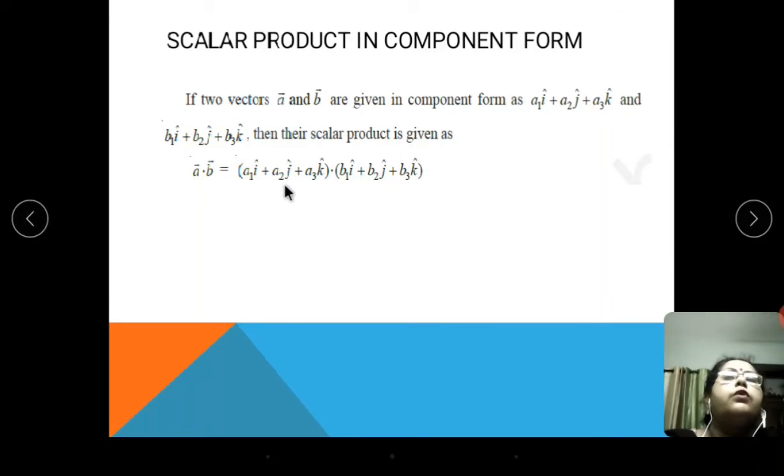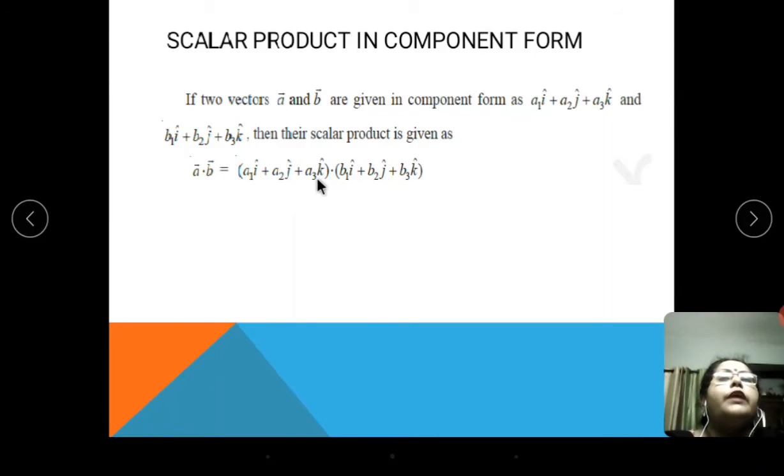And now if we go to the second term, a2 j, multiplied with b1 i, again this will give you 0 because j and i are perpendicular vectors. Mind it once again that whenever we have perpendicular vectors, the dot product will be 0. Whenever we have the same vectors, the dot product will be 1.